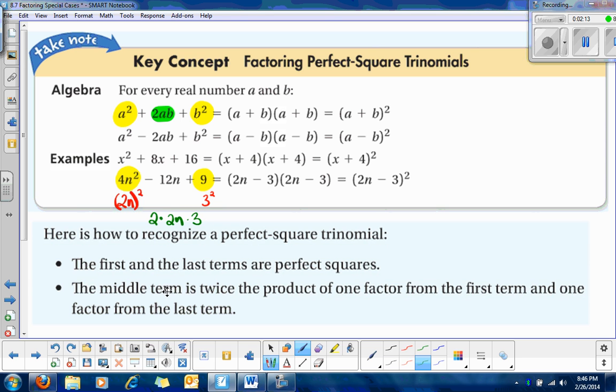Okay? And then, of course, you have to take into consideration if you have a plus or a minus, a subtraction or an addition. All right, so let's take a look at problem 1.